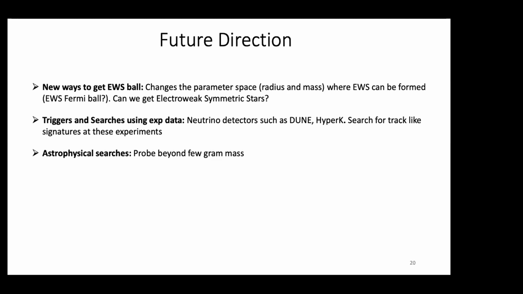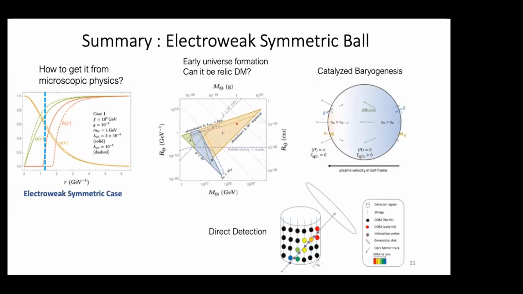And of course, as I mentioned, you can't do better than gram mass in the terrestrial detectors, so you need to also think of how to do astrophysical searches. Let me leave you with the summary slide. I basically asked a few questions regarding this electroweak symmetric ball: how to get it from microscopic physics, how to form it, how to do baryogenesis, and how to do direct detection. And here are the answers in pictorial form. So thank you for your attention.